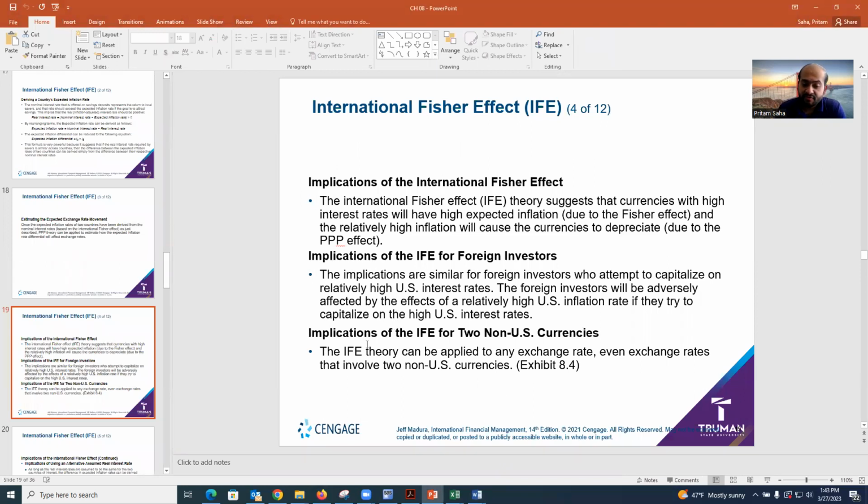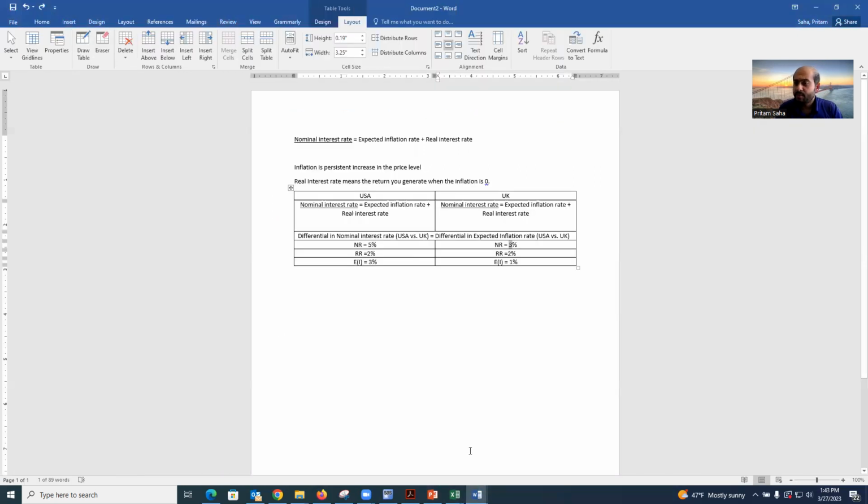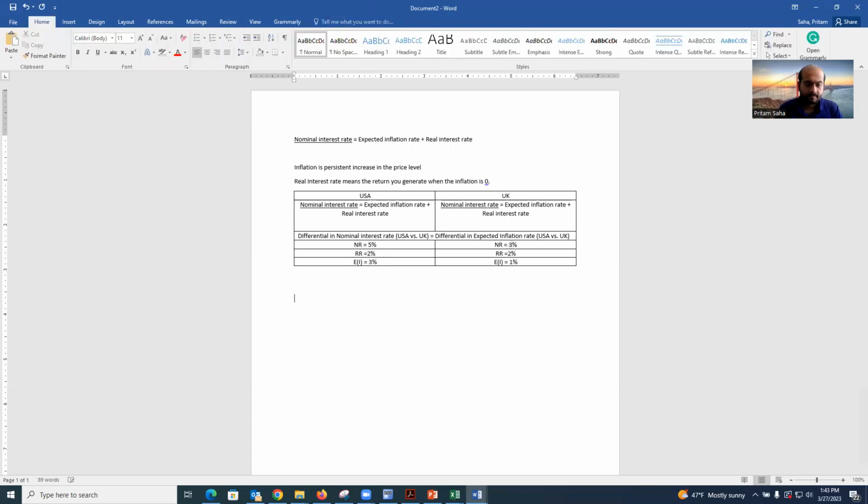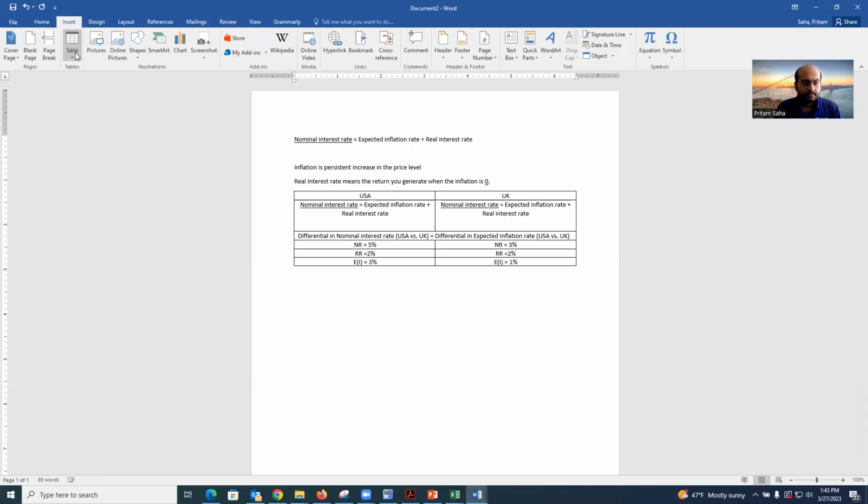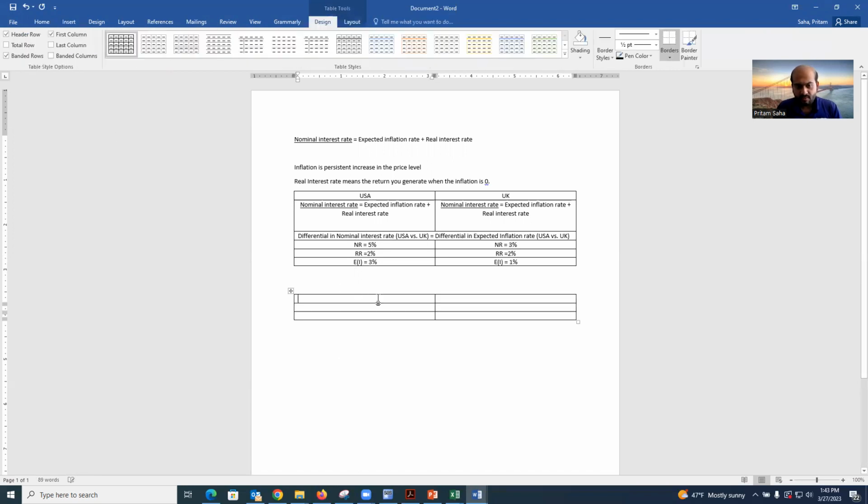Now, implications of the international Fisher effect for two non-US currencies. So the idea is, if I change the example to a cross-currency setting, let's say we are in the US, we are comparing Canada and Japan.